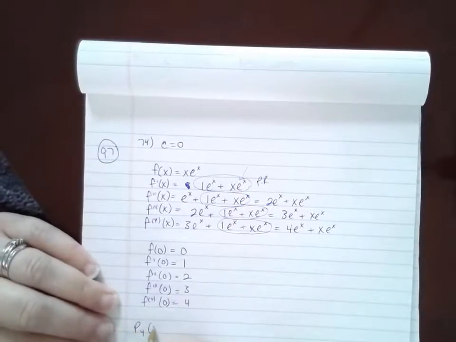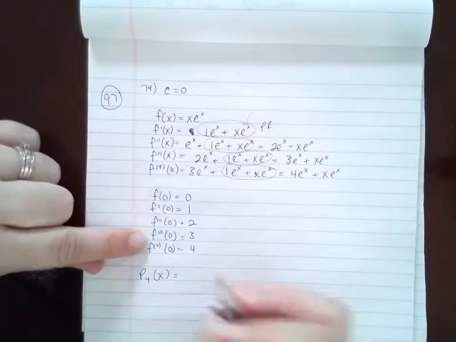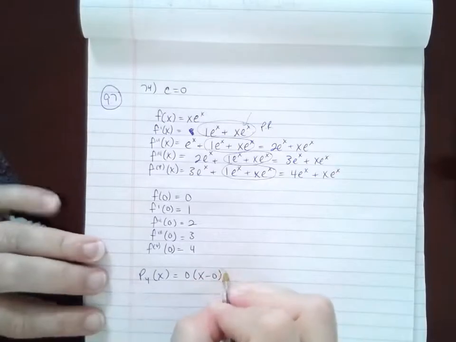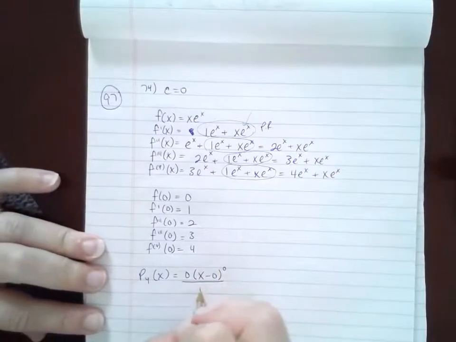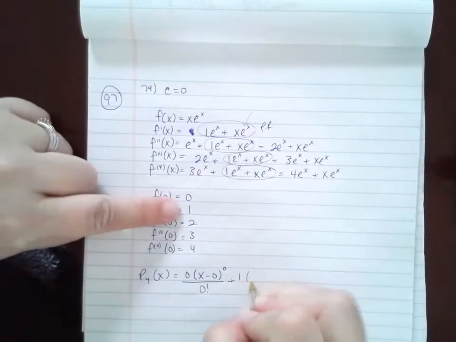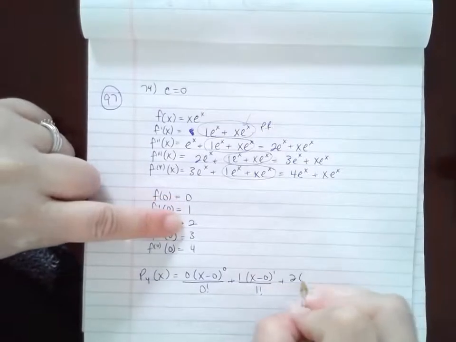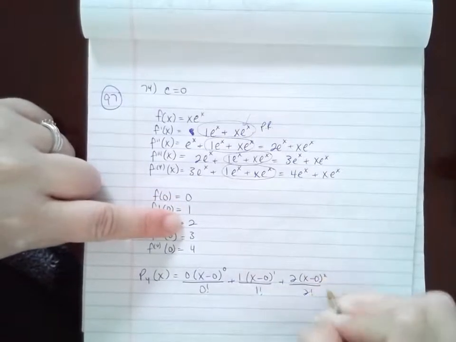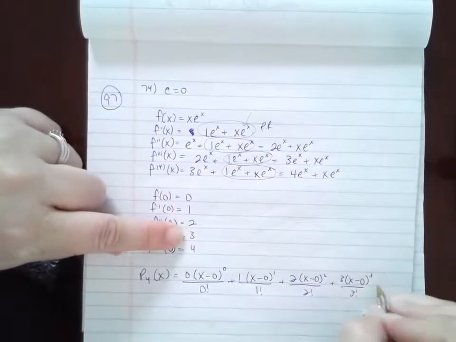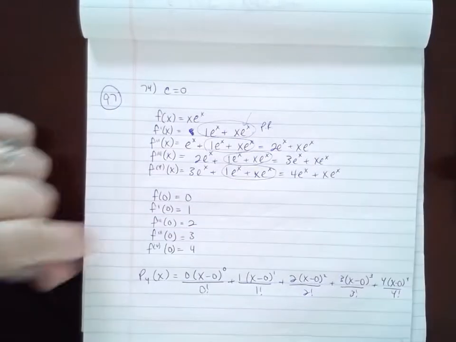So the fourth Maclaurin polynomial takes each of these numbers as the coefficients, has x minus 0 because it's Maclaurin, and the pattern is 0 for the exponent, 0 for the factorial in the denominator. 1 times (x minus 0) to the 1 over 1 factorial. 2 times (x minus 0) squared over 2 factorial. 3 times (x minus 0) cubed over 3 factorial. And finally 4 times (x minus 0) to the 4th over 4 factorial.